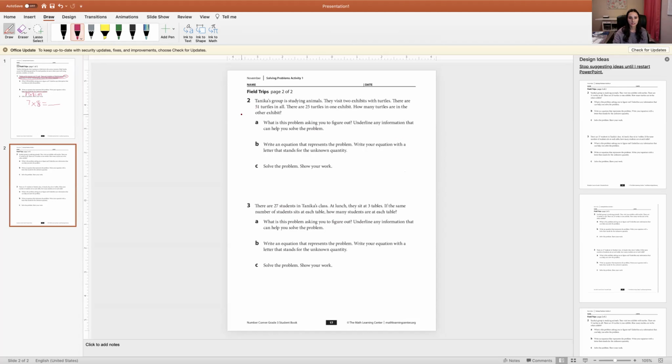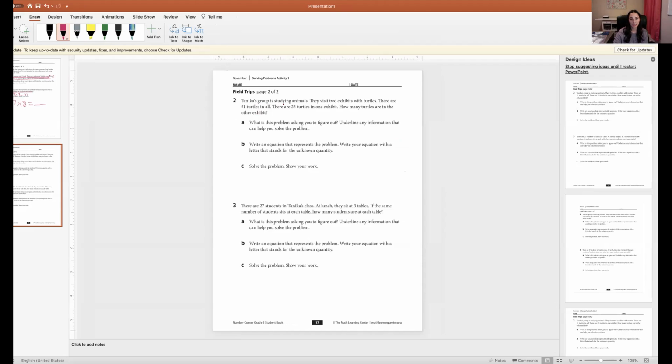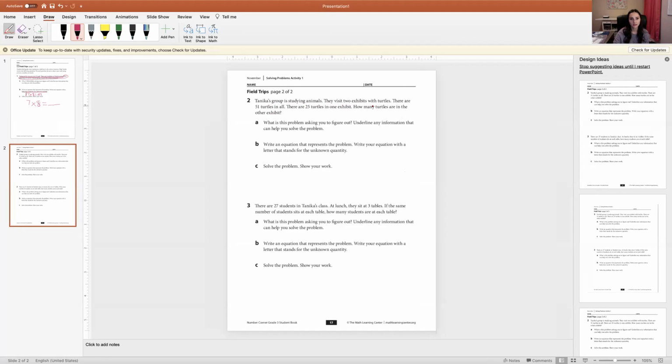This says, Tanika's group is studying animals. They visit 2 exhibits with turtles. There are 51 turtles in all. There are 25 turtles in one exhibit. How many turtles are in the other exhibit? So again, letter A says, what is this problem asking you to figure out?